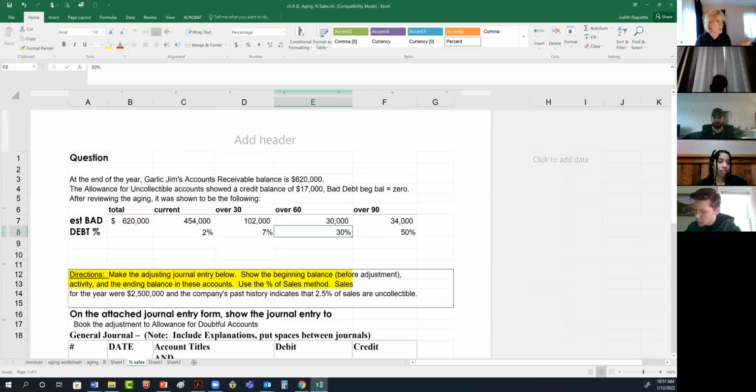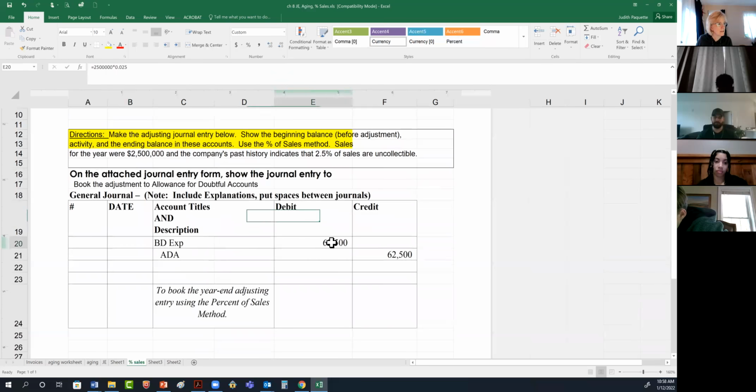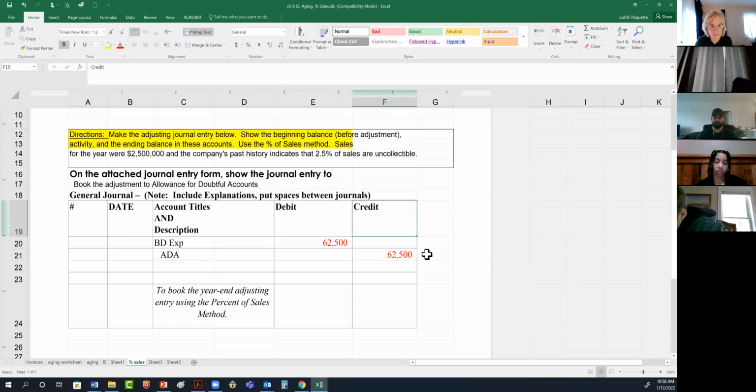All right. So we said, okay, now we've got 620,000 in accounts receivable. I gave you the full aging, but this is why it's really important to read the directions first. Use the percent of sales method, which is shorthand for percent of net credit sales method. This method is so easy. All you have to do is take the net credit sales of 2,500,000 and multiply them by 2.5%, and you're done. So 2.5% of 2,500,000 is 62,500.